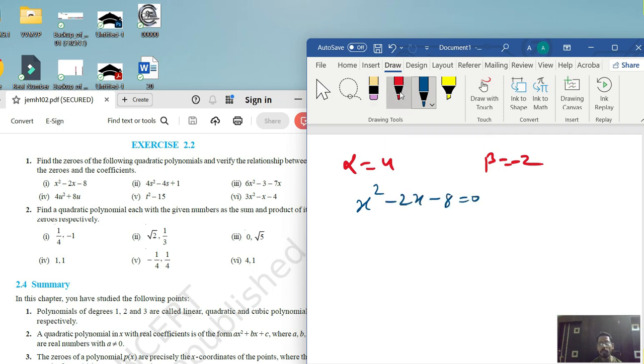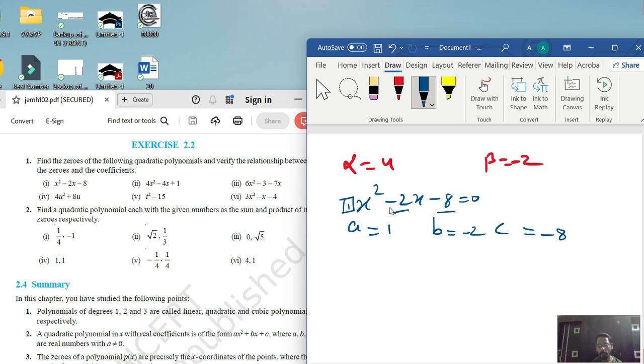So what will be the value of a? What will be the value of b? What will be the value of c? a will be the first one, nothing is here, so we can say 1. b is here, we can say minus 2. c is, we can say minus 8.